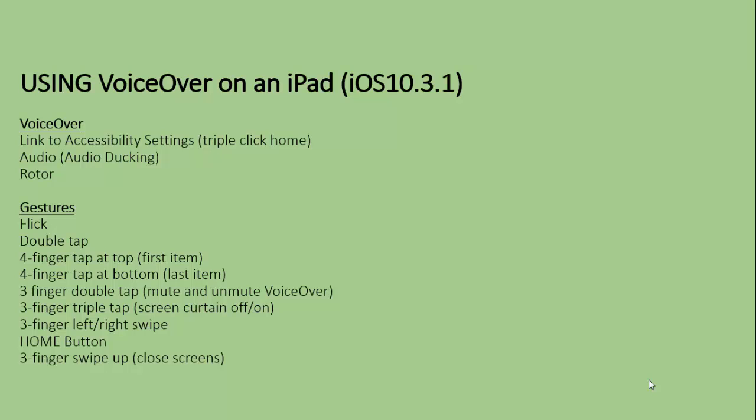the screen, four-finger tap at the bottom to say the last item on the screen, three-finger double tap to mute and unmute VoiceOver, three-finger triple tap to put the screen curtain on or off, three-finger left or right swipe to move between screens, and three-finger swipe up to close the screens.